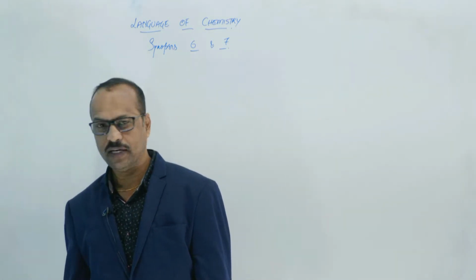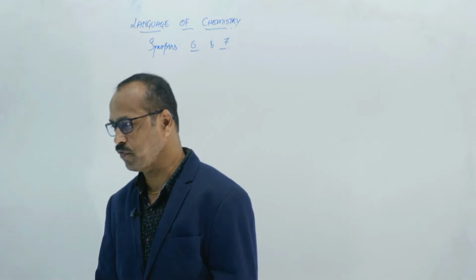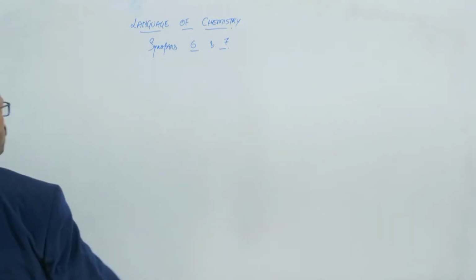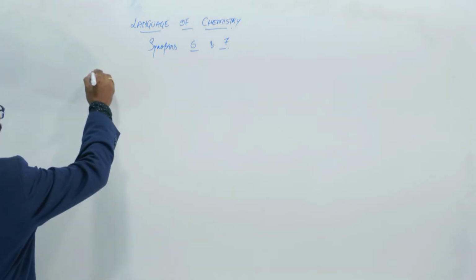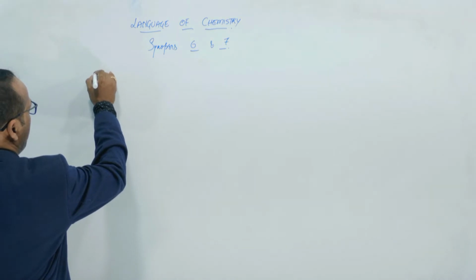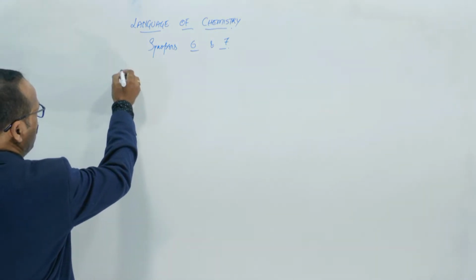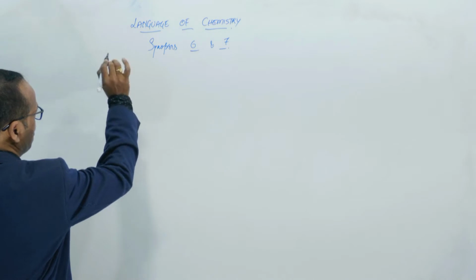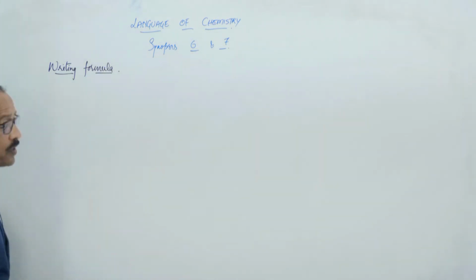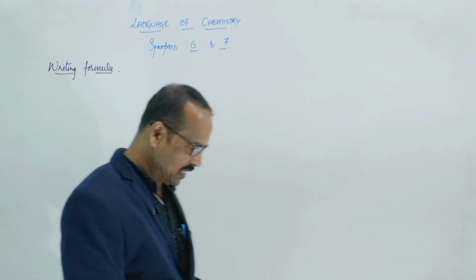If you have a textbook, open page numbers 47 and 48. On page 48, we are going to discuss how to write the formula. Writing the formula of a compound by the crisscross method, by knowing the valency.